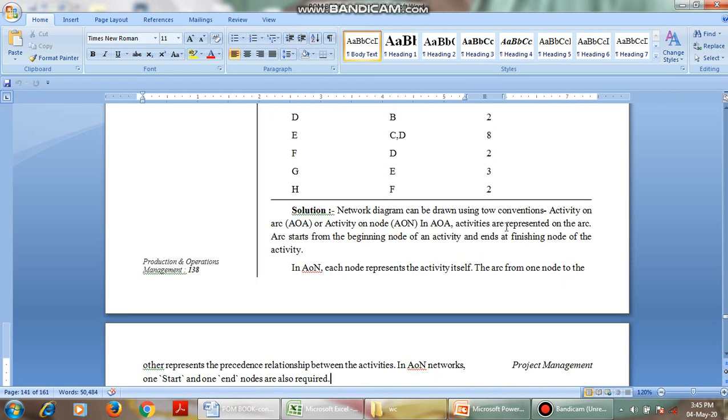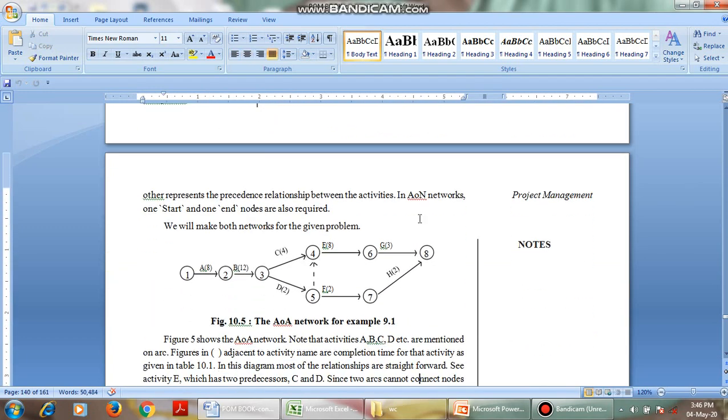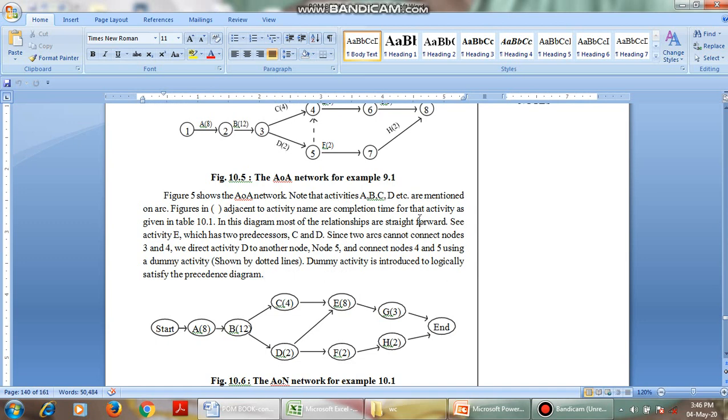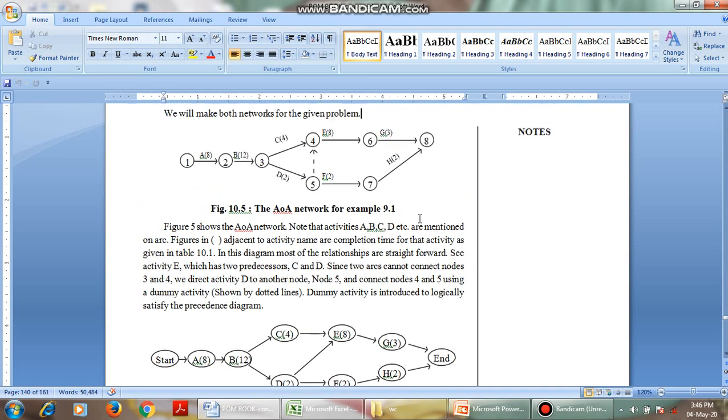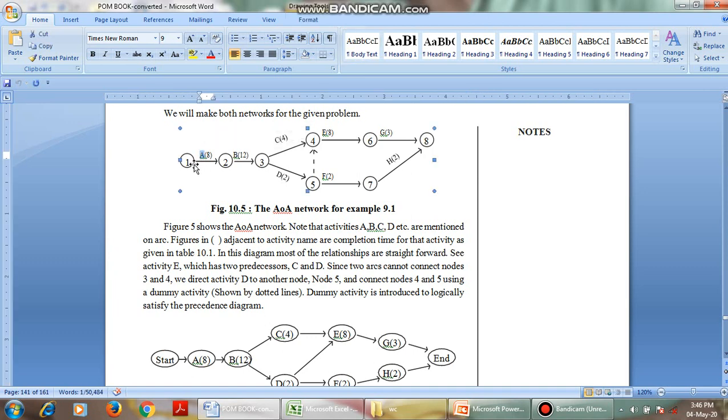The network can be drawn using two conventions: activity on arc or activity on node. Let us see what activity on arc is. Let us see the diagram. This is called activity on arc. A is the first activity, and in brackets we have 8, which is the number of days, the time period. This arrow mark we call an arc.